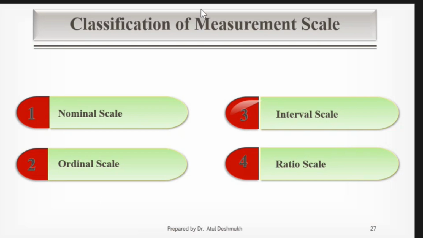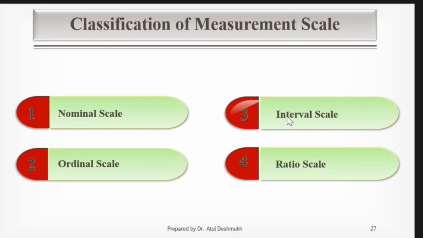Interval scale means it has all the properties of nominal scale. It will classify and it will have ranking properties also, or it will have order also. Apart from that, it will have equally spaced intervals, but there is no absolute zero. Absolute zero is missing. It's an imaginary zero, an arbitrary zero, like temperature. 0 degree temperature means there is some temperature. You cannot say 0 degree means there is no temperature. Okay, it is not possible, right?